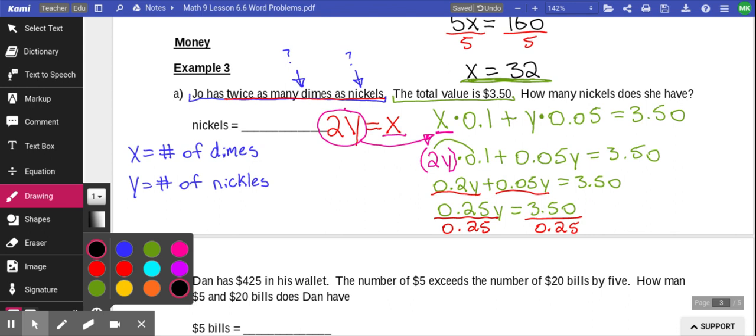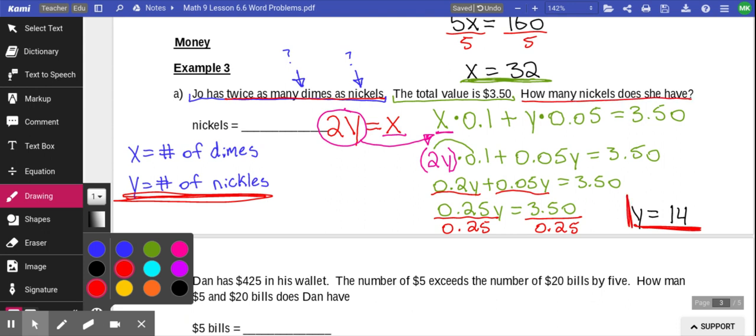That gives me, if I go 3.5 divided by 0.25, that gives me y equals 14. Awesome. y equals 14 is the number of nickels. The question said, how many nickels does she have? The answer is she has 14 nickels.